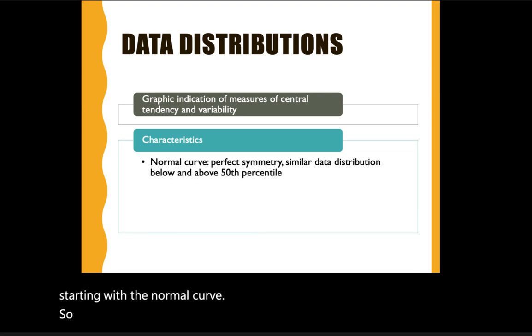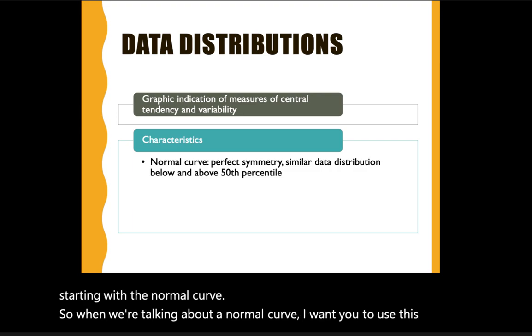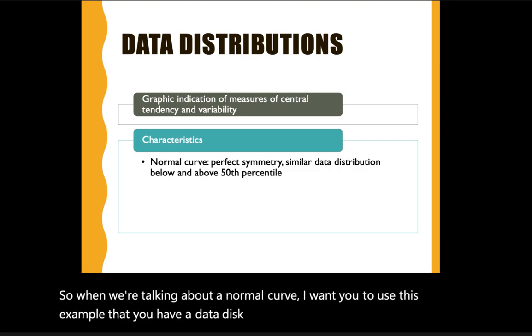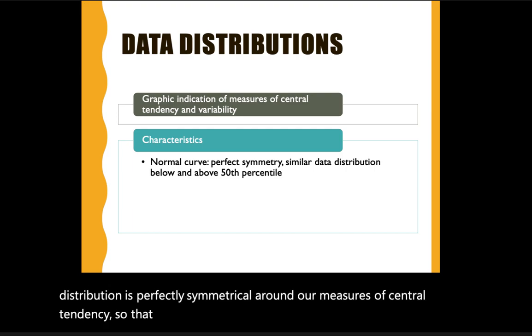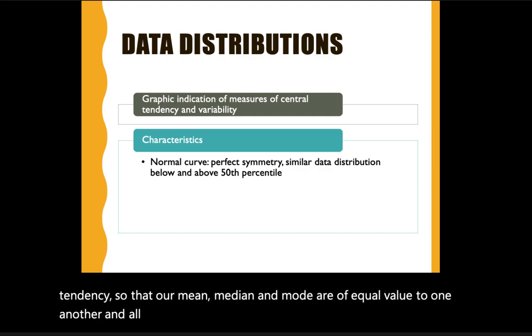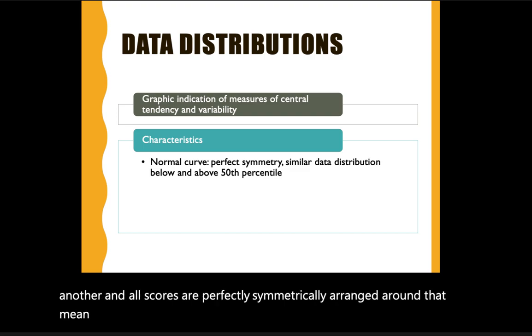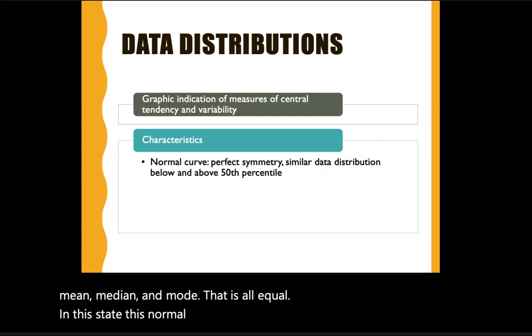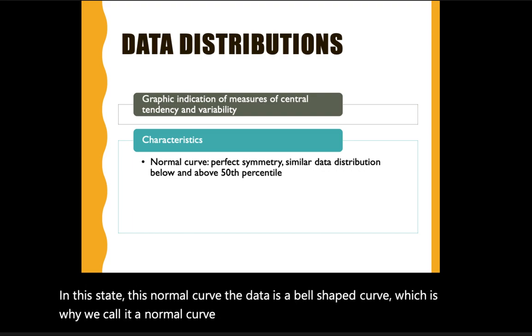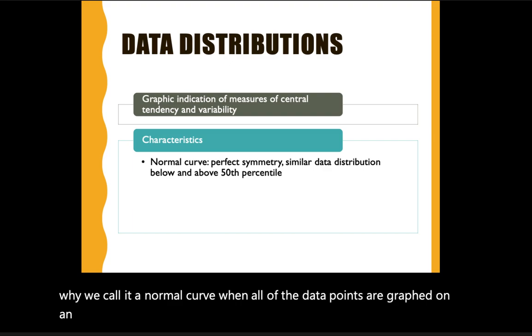So when we're talking about a normal curve, I want you to use this example, that you have a data distribution, and the spread of that distribution is perfectly symmetrical around our measures of central tendency, so that our mean, median, and mode are of equal value to one another, and all scores are perfectly symmetrically arranged around that mean, median, and mode that is all equal. In this state, this normal curve, the data is a bell-shaped curve, which is why we call it a normal curve, when all of the data points are graphed on an x and y axis.